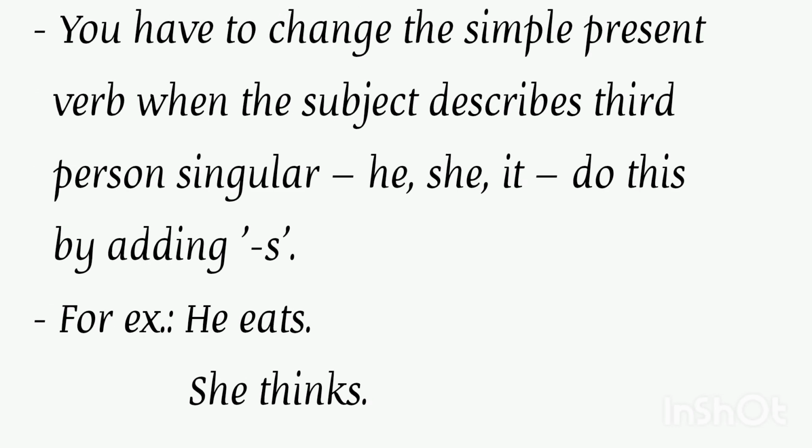You have to change the simple present verb when the subject describes third person singular: he, she, and it. Do this by adding s. For example, he eats, she thinks.